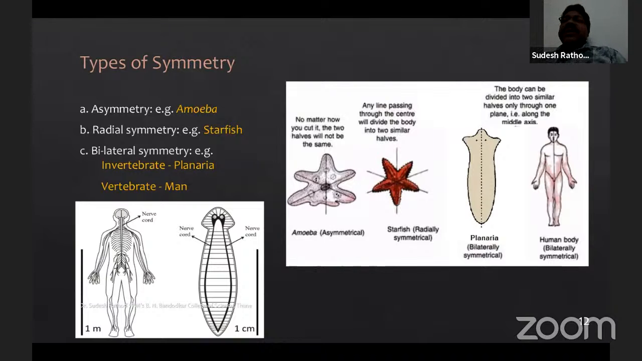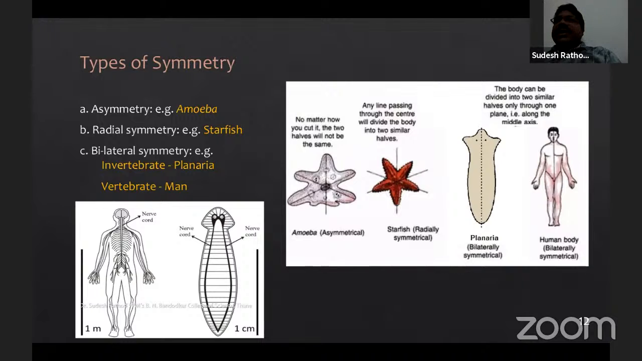So these are bilaterally symmetrical. On either side they are identical, or mirror images; along either side of the axis, you will find mirror images of the body part. Now, on the lower side, if you see the internal part, it shows bilateral symmetry. Bilateral symmetry can be external as well as internal.